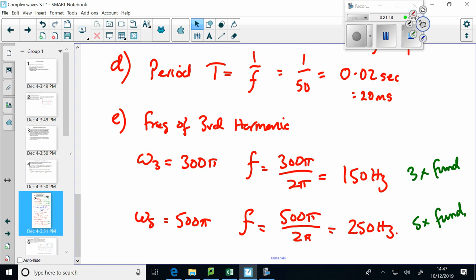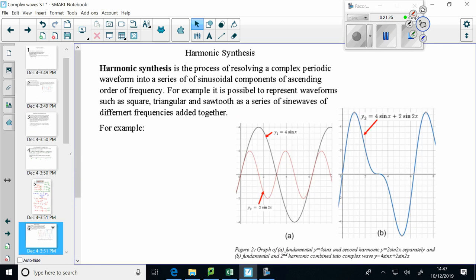Okay, everyone. Moving on. So, harmonic synthesis. This is the process of resolving a complex waveform into a series of sinusoidal components of ascending order of frequency. For example, it's possible to represent waveforms such as the square, triangular, and sawtooth as a specific series of sine waves of different frequencies added together.